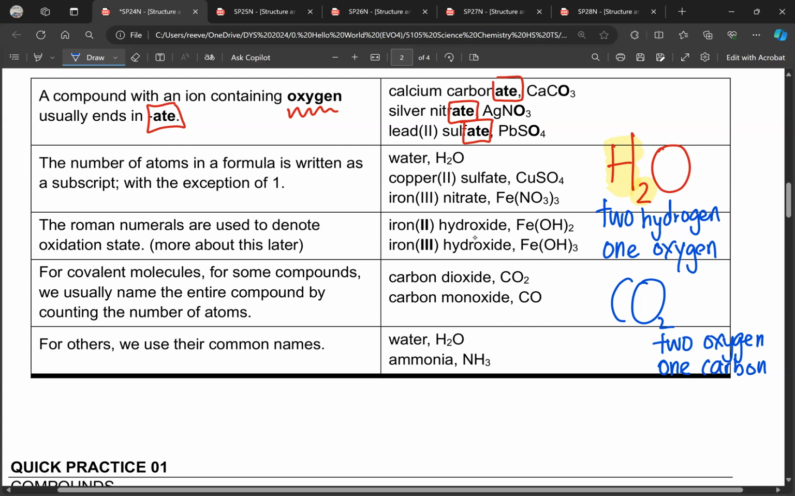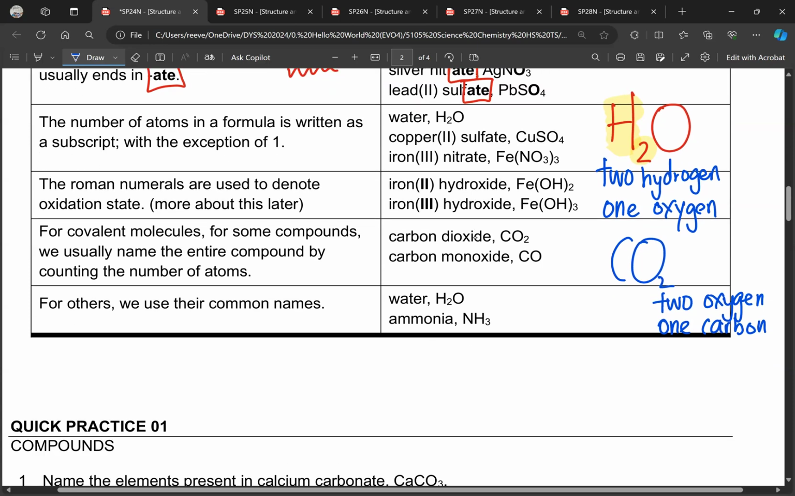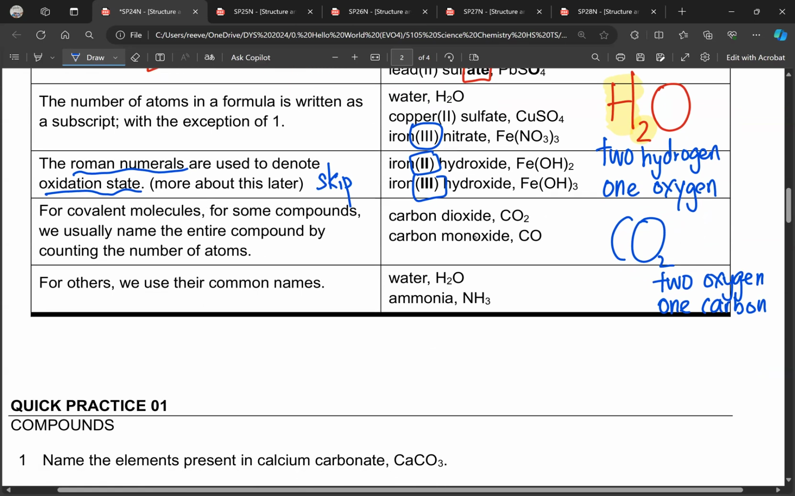Okay, there's a Roman numeral. Roman numeral stands for the oxidation state. You can skip this one first. We'll not cover oxidation state. Oxidation state is like set 5. But just to let you know, sometimes you see these weird things in brackets. The number inside the bracket refers to oxidation state. What is oxidation state? When you come back to set 5, then I tell you. Okay, next one.